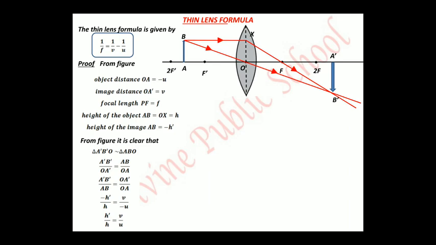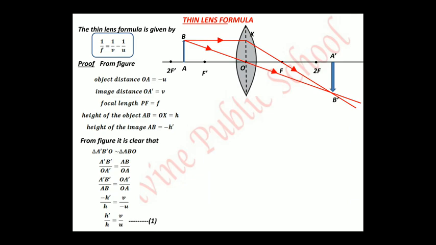Now a bit of transposition takes place. AB is transferred to the left hand side, OA dash is transferred to the right hand side. We have A dash B dash upon AB equal to OA dash upon OA. Now putting in the values, A dash B dash is minus h dash, AB is h, which is equal to OA dash, which is v, upon OA, which is minus u. Minus and minus cancel out. So we have h dash upon h equal to v upon u. Let this be your equation number 1. I hope till here it is clear.